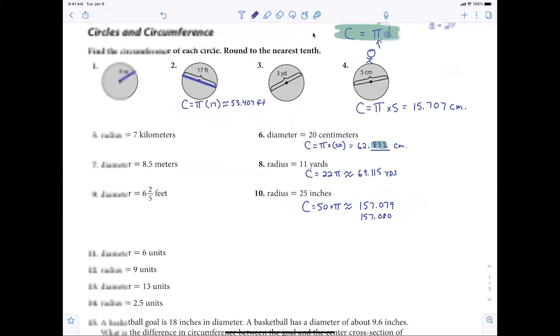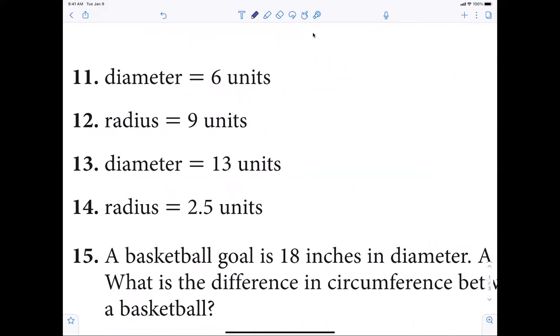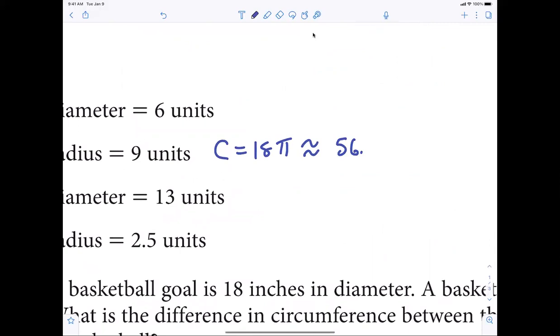So we're on number 12. Allie, go. Would you do 18? That's right. 18 pi, and tell me what that is about. 56.519. And then we would say units. I don't know why they didn't put a measurement there. They just decided to put units. All right, now I wish somebody would speak up if you don't know. I'm going right in order.